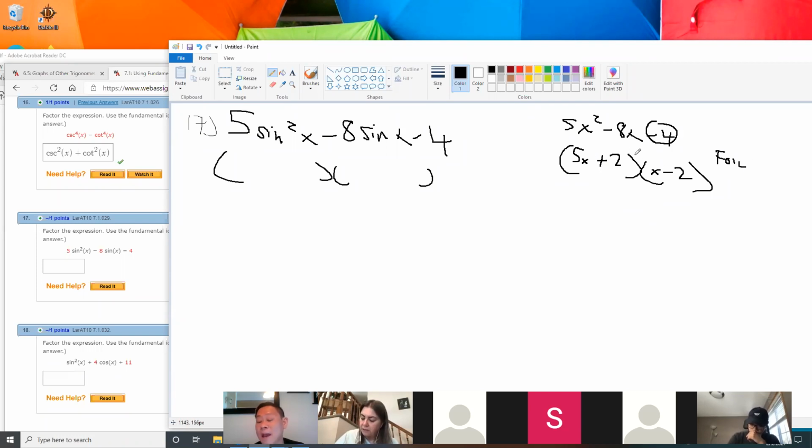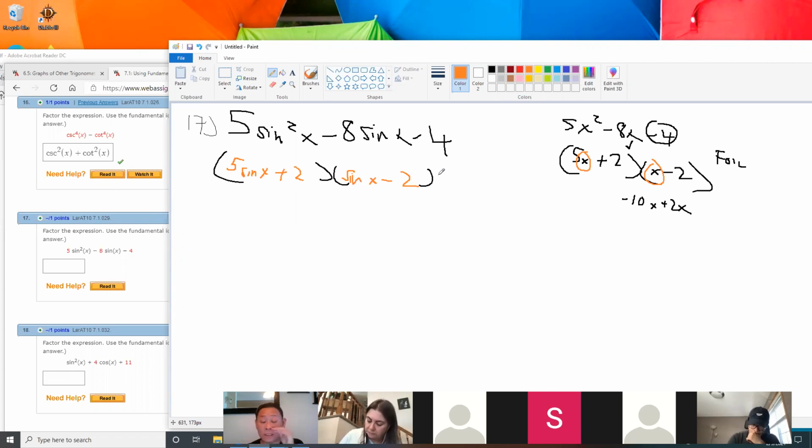So 5x times x is 5x squared. 5x times negative 2 is negative 10x. 2 times x is positive 2x, and you get negative 8x. This is correct. And then 2 and 2 will give you negative 4. So if this is a factor for this one, then what is a factor for this one? Exactly the same, except you change your x to become sine x. So your answer in this case will be 5 sine x plus 2 and sine x minus 2.